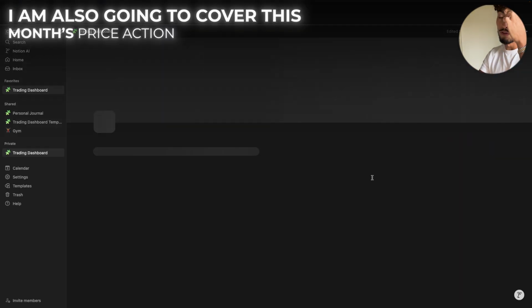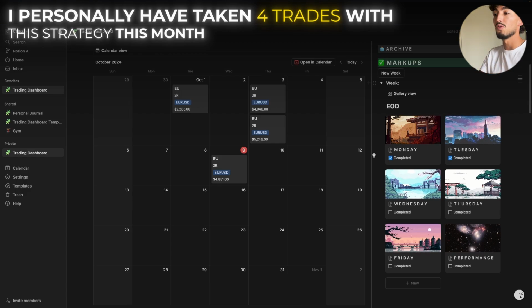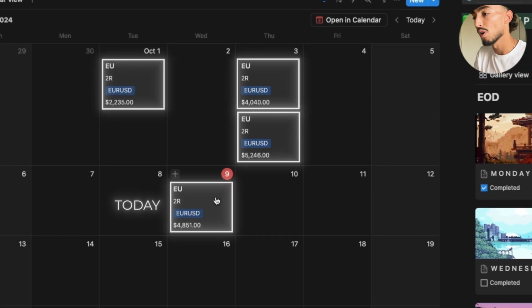So I'm also going to cover this month's price action, showing a few examples. I personally have taken 4 trades with the strategy this month, one on the 1st of October, 2 on the 3rd of October, and 1 trade today at the time of recording.